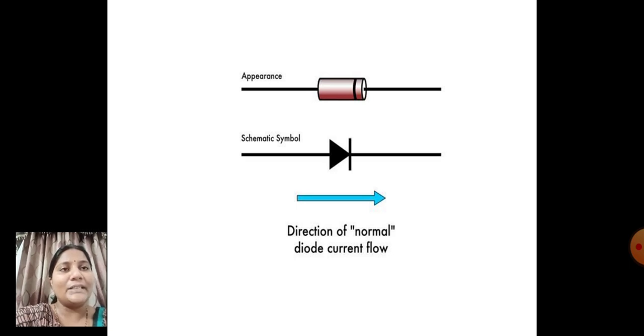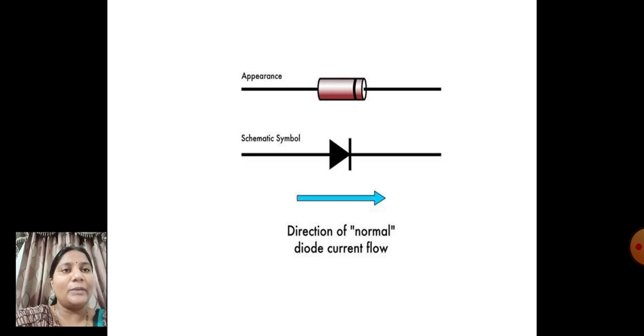So we can simply say that PN junction diode has two terminals. First one is positive and second one is negative. Coming to the schematic symbol, again the right side is the same straight line and this side is negative side and the another side is known as positive side. And in this symbol we can see an arrow mark. This arrow mark indicates the current conduction direction or current flow direction.